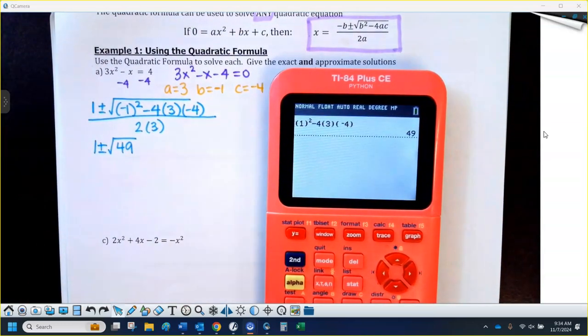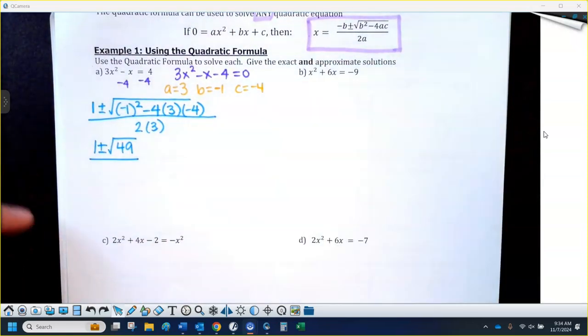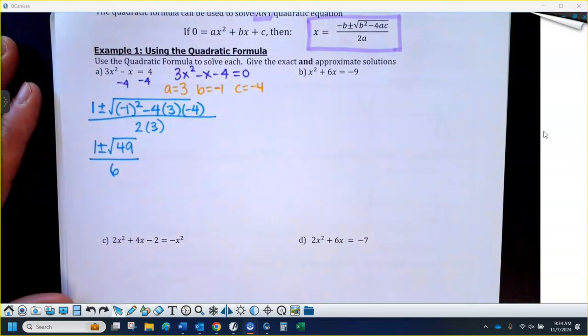and I'm sort of excited about that because I'm like, hey, that's a perfect square. And you can use your calculator or just do it by hand. 2 times 3 is going to give you 6, yeah. Say that one more time.